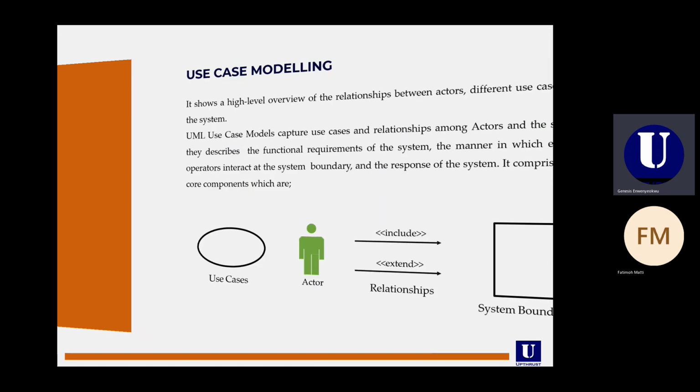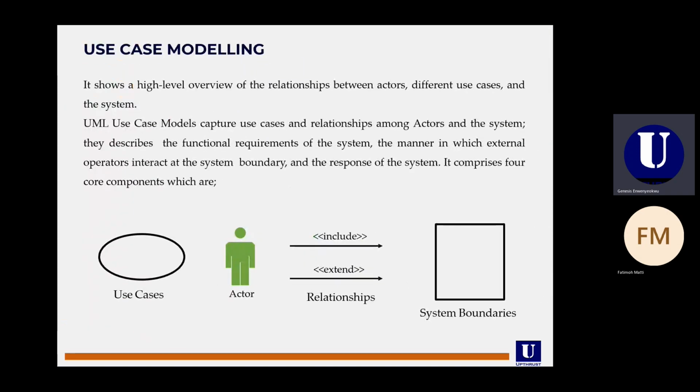Use case modeling, or popularly called use case diagram or UML use case, helps us to capture use cases and their relationship among actors and the system. It is a sort of high-level overview of the relationship between actors, use cases, and also the system. Just as we have use case specification that helps us to understand what the title is, right? The title could be create accounts. Then who is the actor or the interface? Then what's the description of that use case? And then what is the basic flow?